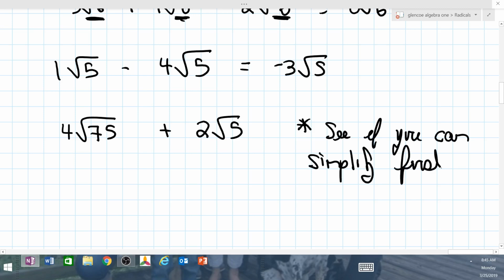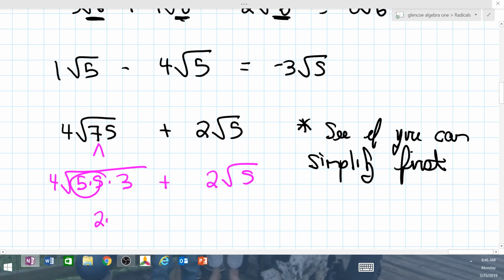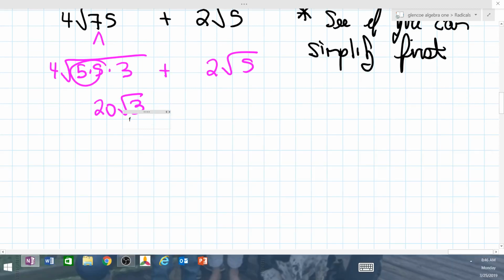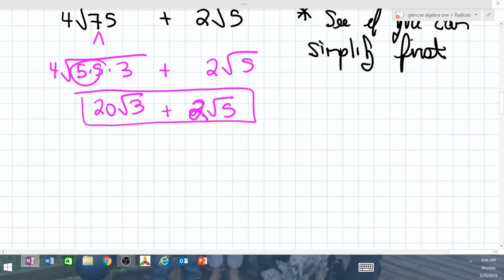See if you can simplify first. Can you simplify radical 75? Okay, go ahead and do it. And I'll show you the work here. Did anybody get a final answer? You had to simplify radical 75. What did you get when you simplified radical 75?